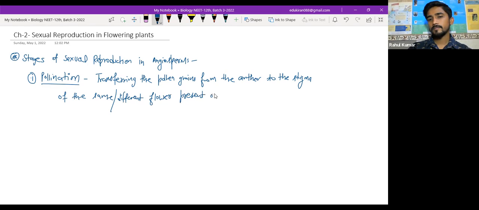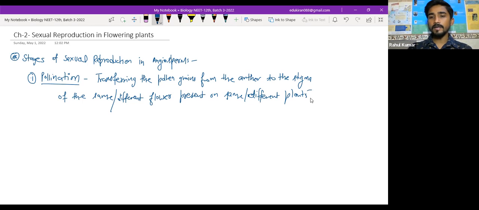Present on same or different plant. Did you understand this? The definition? So basically, we have written all the possible scenarios in the same definition. So it's transferring the pollen grains from the anther to the stigma, either of the same or different flower, present on the same or different plants. Okay.